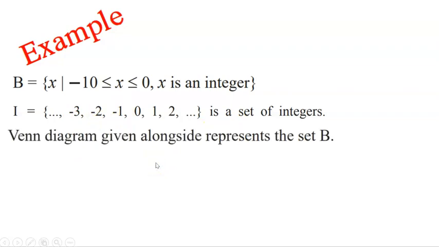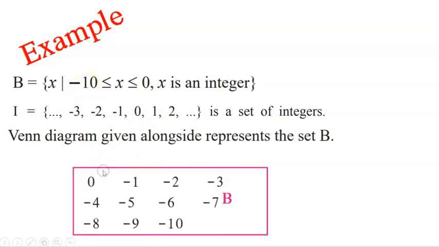So how can we write set B? In Venn diagram, we will start from minus 10, minus 9, minus 8, minus 7, minus 6, minus 5, minus 4, minus 3, minus 2, minus 1 and 0. This set is denoted by B. We have taken it in a rectangle. Okay. Now the next.